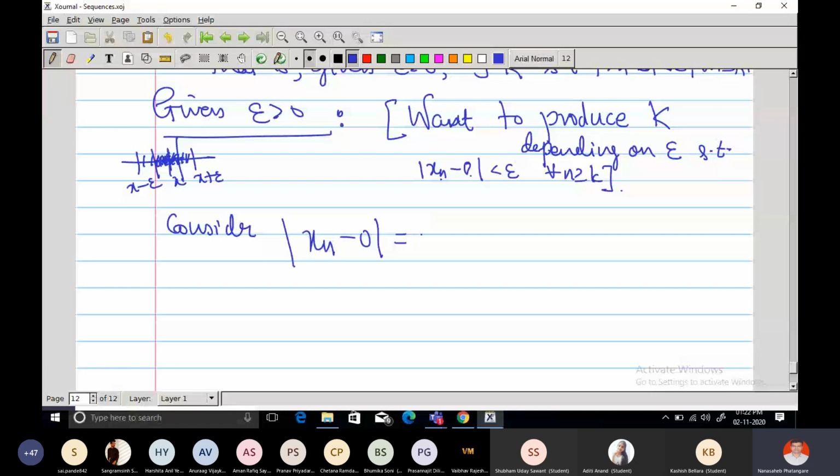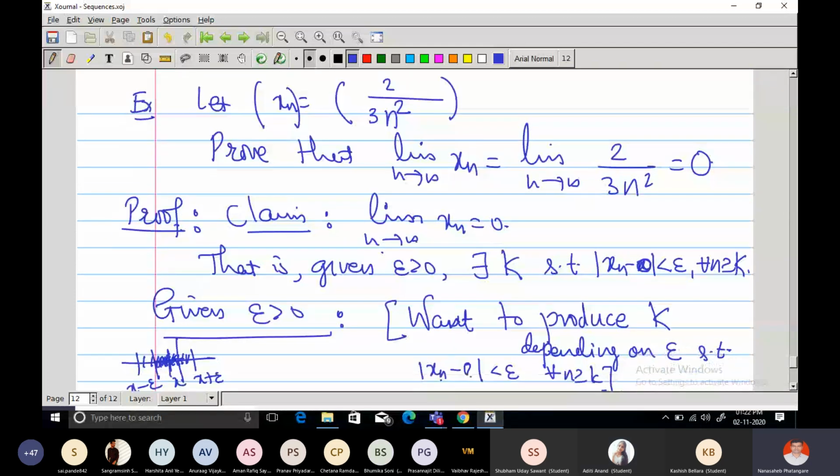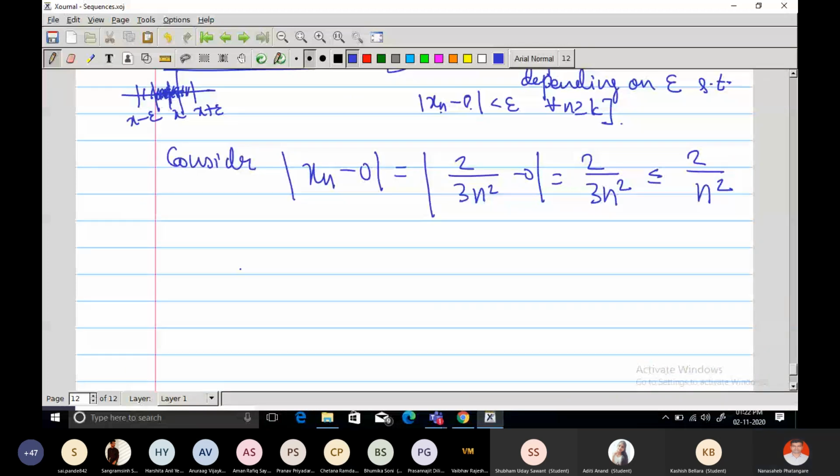So what is the next step? xn minus 0. What is xn in this case? 2 by 3n square. So 2 by 3n square minus 0. It is just 2 by 3n square because minus 0 is the same value and it is a non-negative quantity, right? Now, can I say that this quantity is less than 2 upon n square? Am I right? Whatever n is. Yes, sir, because I am reducing the value of the denominator, so the amount is larger.